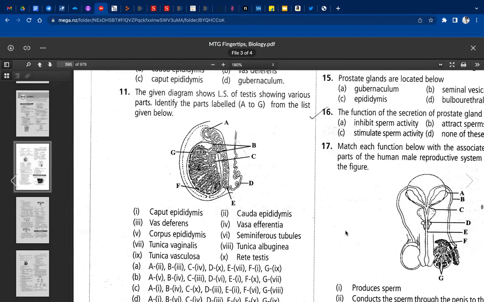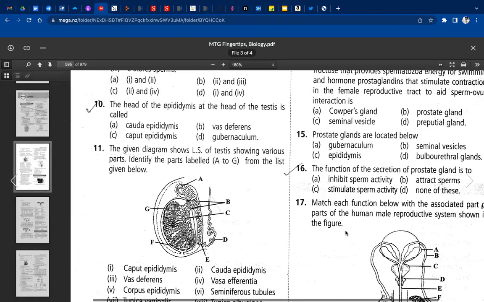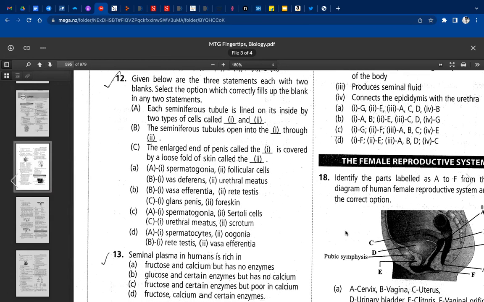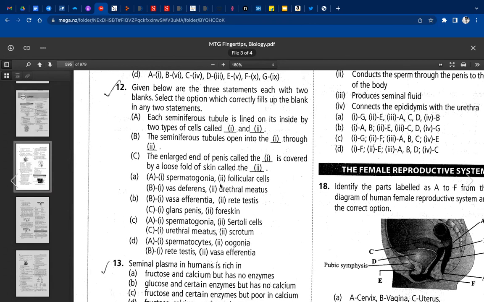Okay, Saifullah, you ready? Question number 12. Given below are the 3 statements, each with 2 blanks. Select the option which correctly fills up the blank in any 2 statements. Yes, perfect. Time starts now.